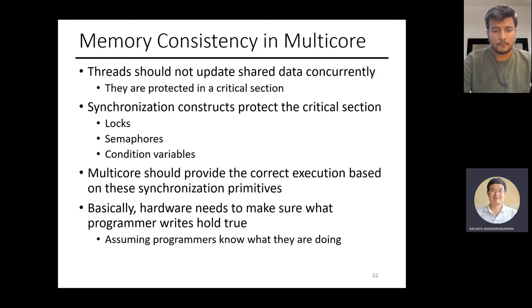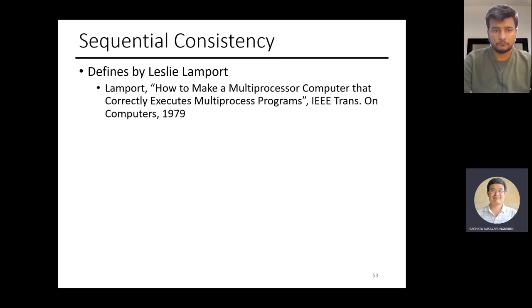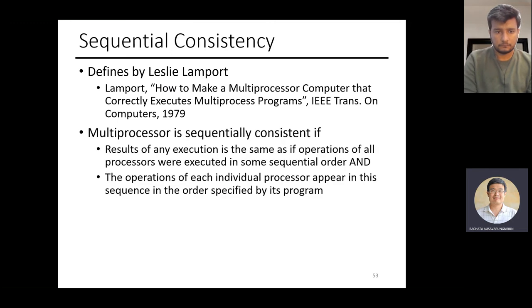And the concept here is called sequential consistency. Back in the day, sequential consistency was defined and formulated by Leslie Lamport in the paper on how to make a microprocessor computer that correctly executes multi-process programs. What does it mean? It means that a multiprocessor or multi-core processor is sequentially consistent, which is a good thing, we want them to be, if the result of any execution is the same as if the operations of all the processors were executed in some sequential order.